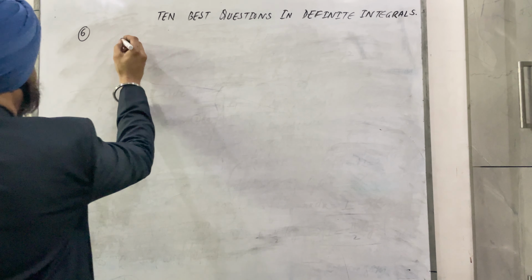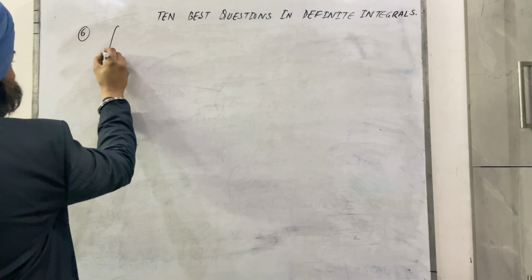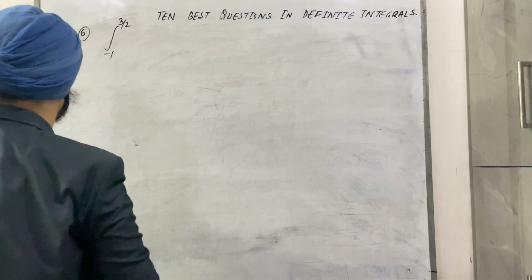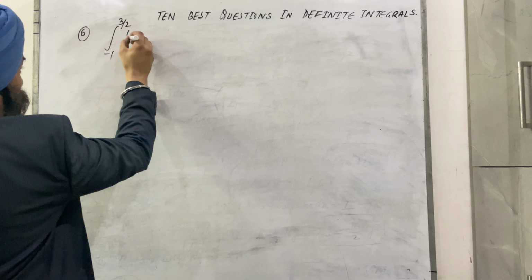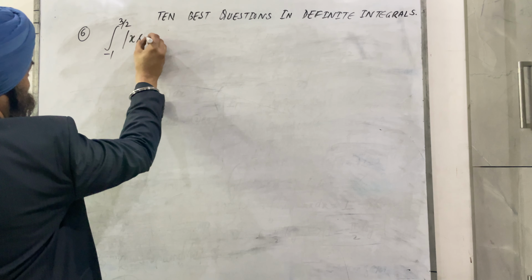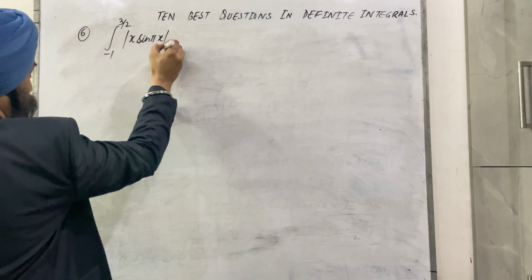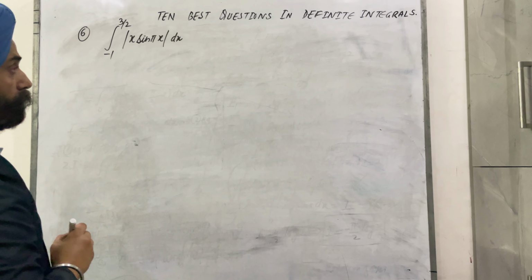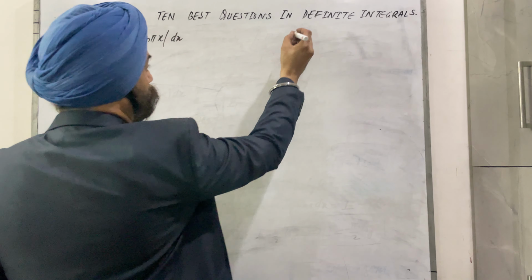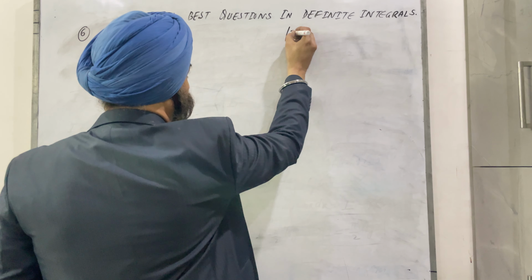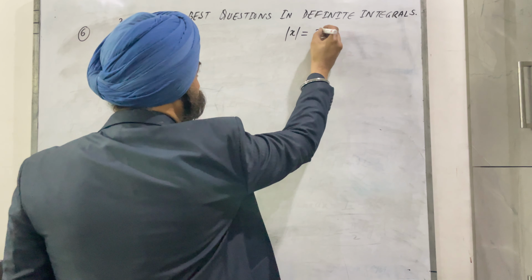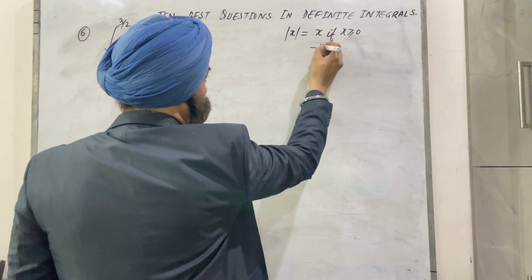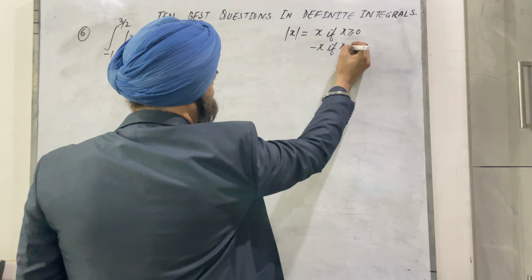Now in this sum, we are being asked to integrate within the limits -1 and 3/2 mod of x sine pi x with respect to x. Now we are already aware of the property of the modulus function. Mod of x is equal to x if x is greater than or equal to 0, and it is minus of x if x is strictly less than 0.